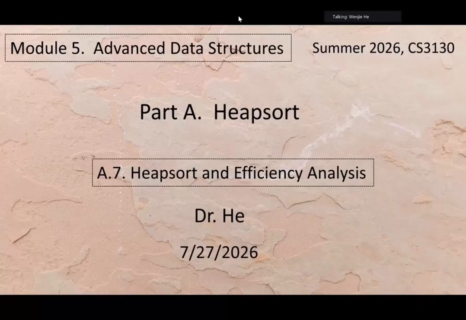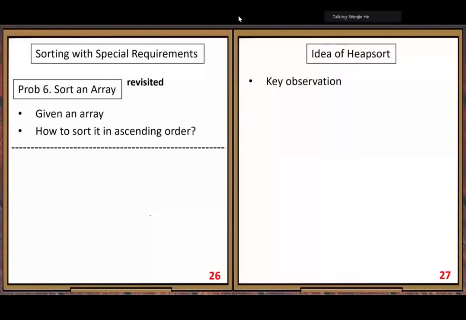8.7, heap sort and efficiency analysis. So let me describe the heap sort first. Let's look at a typical max heap after the building process. So we assume we have a max heap. The max heap has one immediate property: the maximum value must be at the root node. The maximum occurs at the root node, based on the max heap property.